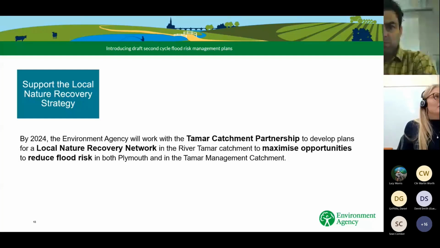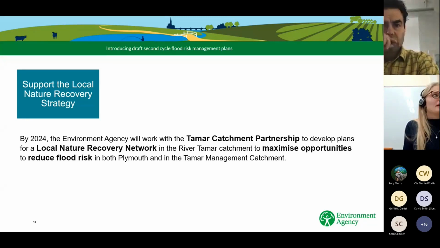Next one, supporting the local nature recovery strategy. As I mentioned earlier, developing plans for a local nature recovery network in the River Tamar catchment. So we've got a measure in there where we'd like to do that within the next programme.